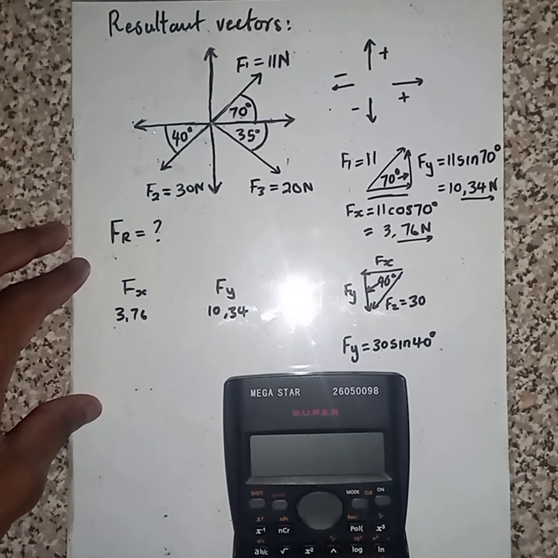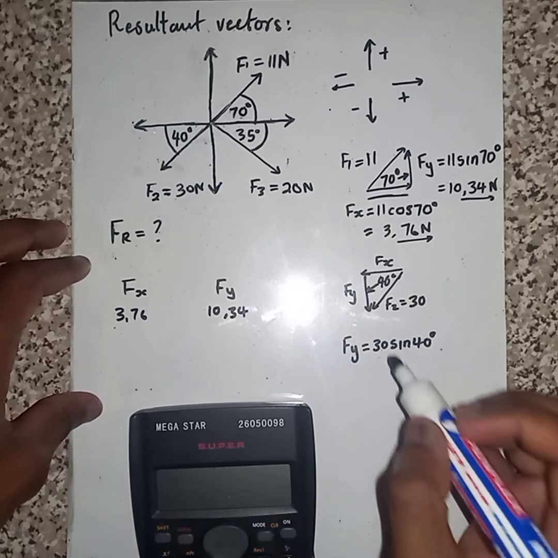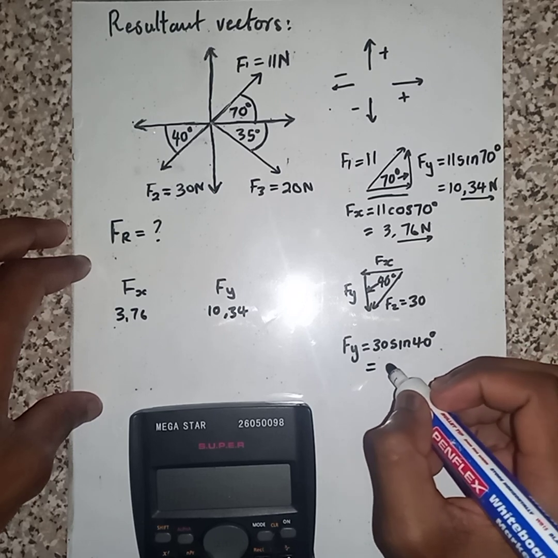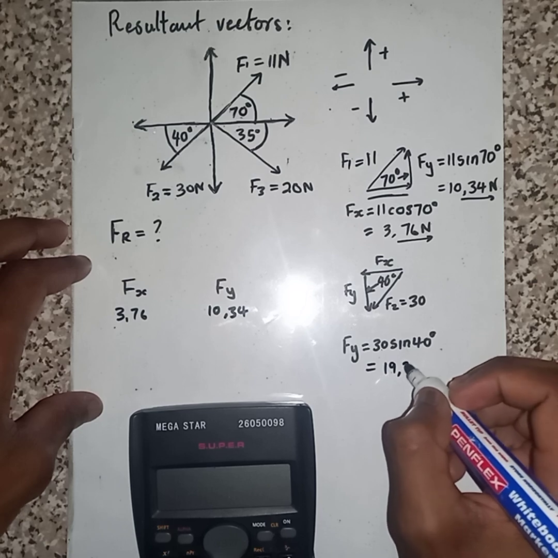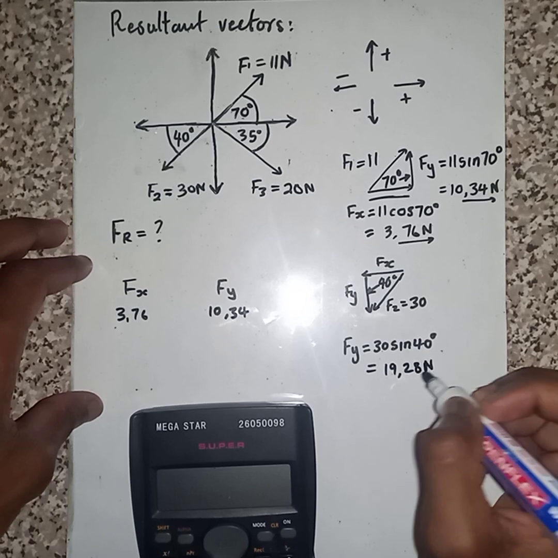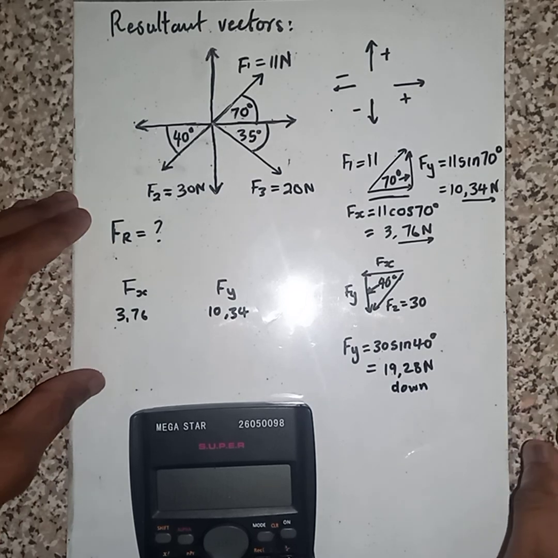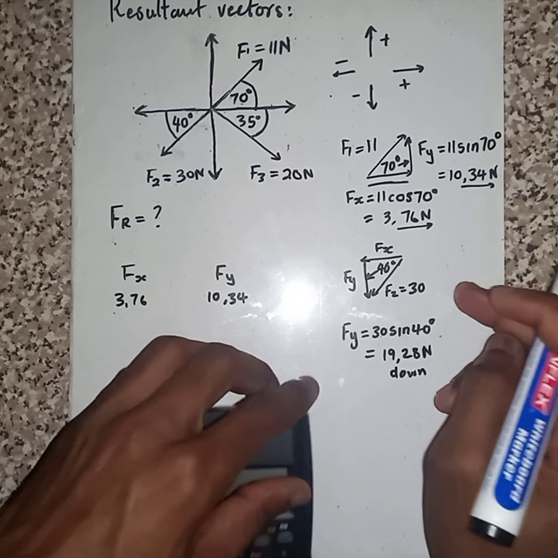Let's see what we get. 30 sine of 40 degrees, we get 19.28 newtons. In which direction? Down. It should be negative. Don't forget that. Let me indicate down.